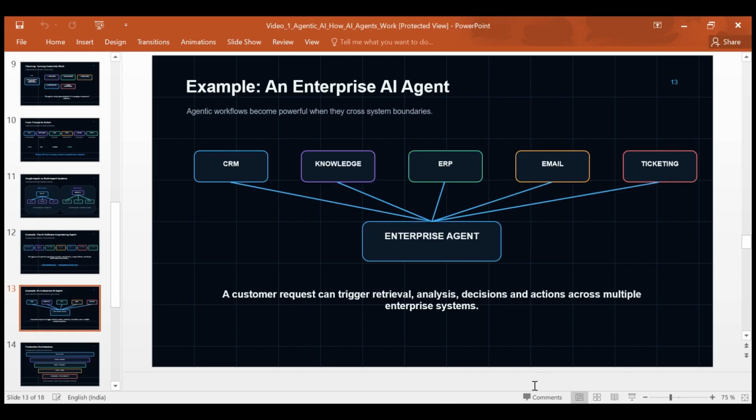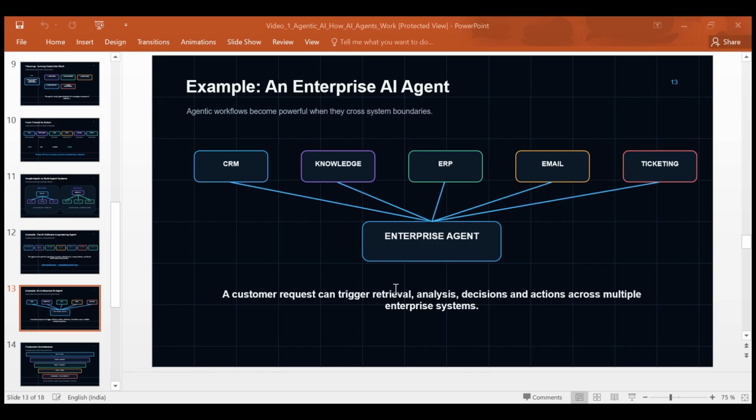So let's move to another slide. This is an example of an enterprise's AI agent. The enterprise becomes even more interesting because business processes rarely live inside a single application. A customer request may require information from a CRM, internal documentation, an ERP system, a ticketing platform, and communication tools. An agent can potentially coordinate across these boundaries.